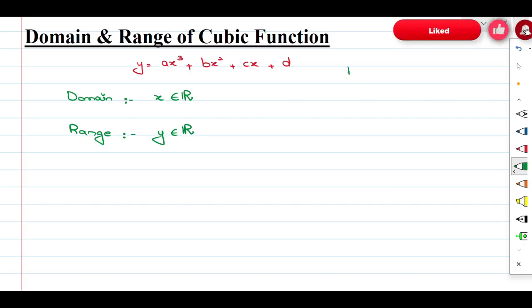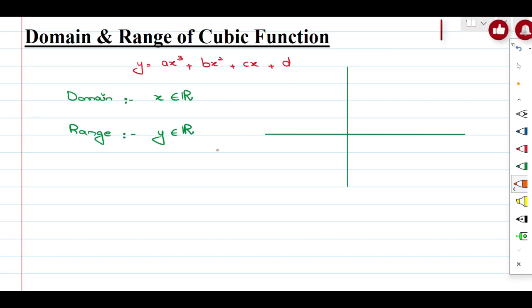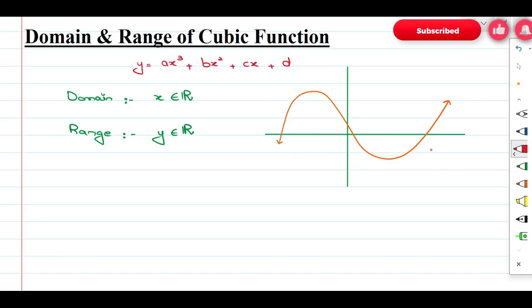For example, if I draw the graph of the cubic function, let me draw the coordinate system first, right? So the cubic function graphs extend from first to third quadrant or second to fourth quadrant. Okay, so if I start from here, this is how the cubic function looks. It has three roots, 1, 2, and 3. This is the cubic function.